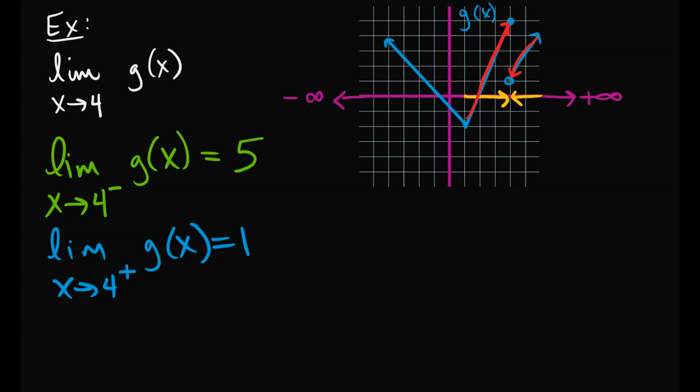Now, when the left-sided limit and the right-sided limit do not agree, the overall limit does not exist. So the limit of g of x as x approaches 4 does not exist. And we will use this phrase so often it has its own abbreviation. We'll abbreviate it DNE. And this is an important fact I want to hang on to. In order for the overall limit to exist, the left-hand and right-hand limits must be the same number. If they're not the same number, the overall limit does not exist.